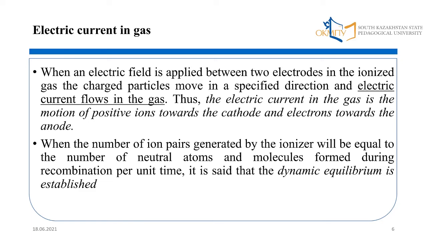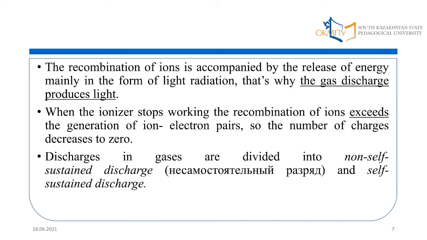When the number of ion pairs generated by the ionizer is equal to the number of neutral atoms and molecules formed during recombination per unit time, it is said that the dynamic equilibrium is established. So there is a new notion: dynamic equilibrium. It occurs when the number of ion pairs generated by the ionizer equals the number of neutral atoms and molecules formed during recombination per unit time.